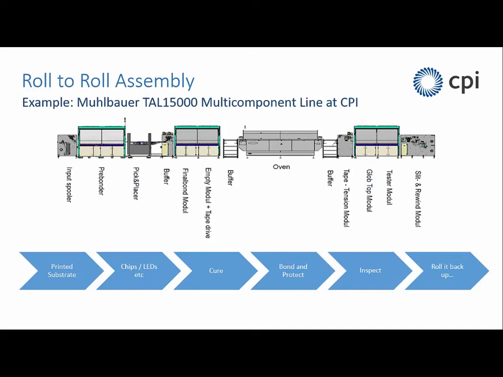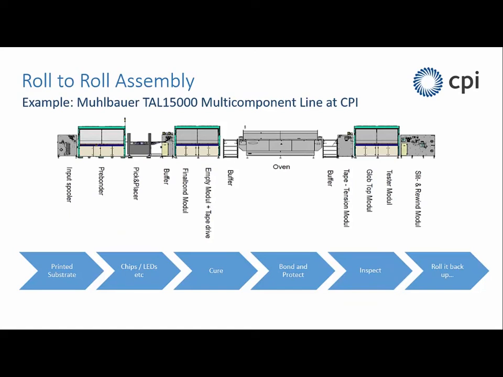The oven is there for curing of things like isotropic adhesives or even low temperature solder if we wish. And then the final stage is to have a glob top, which is where you can put an epoxy cover over components, maybe a bare die type component. The glob top can provide protection.